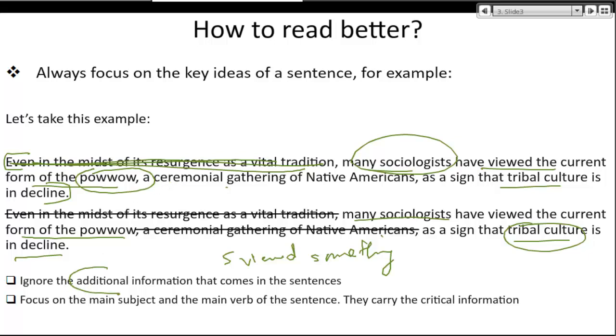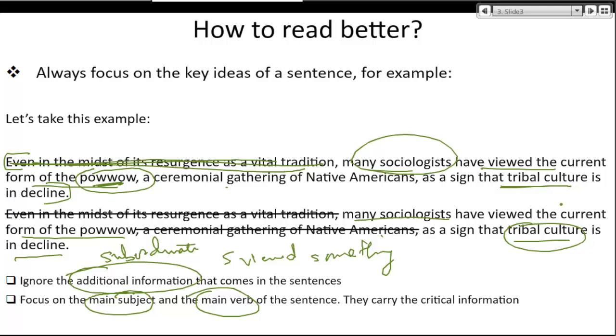Ignore the additional information. What is the additional information? The additional information that comes through the subordinate clauses. All the subordinate clauses in your sentences, they give additional information. So in the first reading, I should not try to focus on them. I should rather focus on the main clause, which has the main subject and the main verb. That's the reason I have been always highlighting the importance of grammar. So if I am a reader, I would say, okay, sociologists are viewing the form of powwow as what? As a decline of tribal culture.